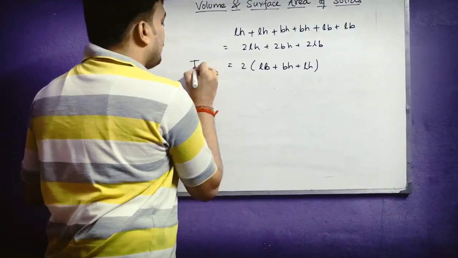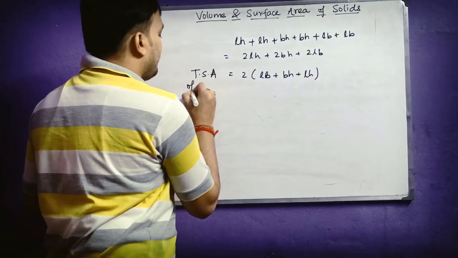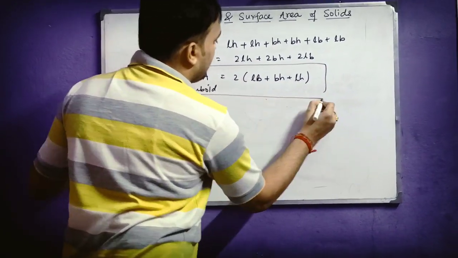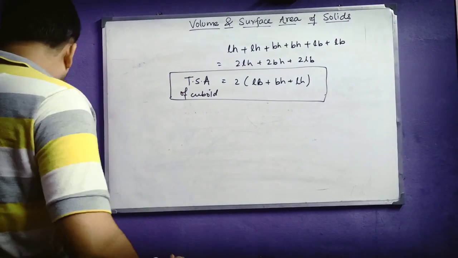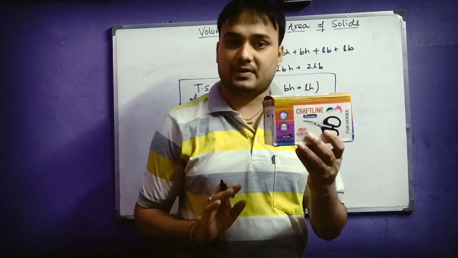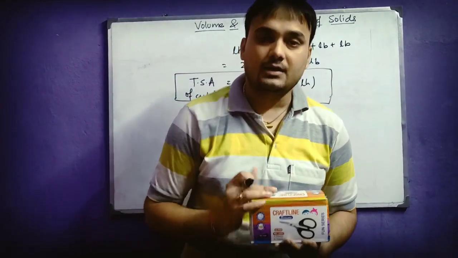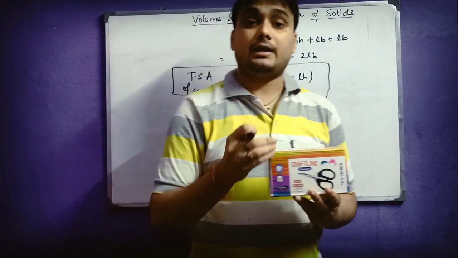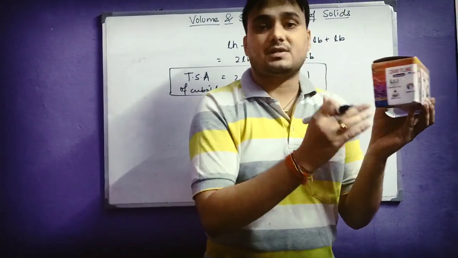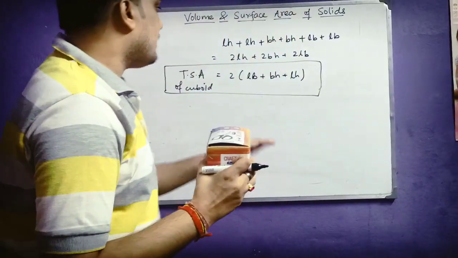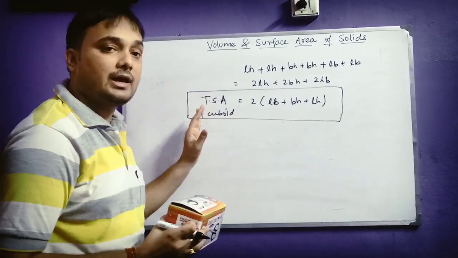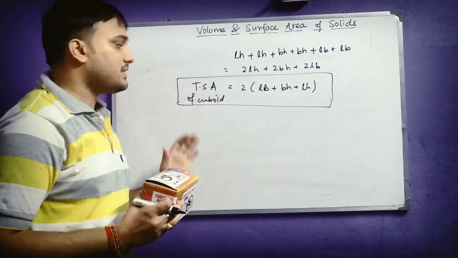This is the total surface area of the cuboid, because the cuboid contains total 6 faces. And you know what is surface area? Surface area is the total area of the 6 different faces of this cuboid. And we found that the total surface area of all these 6 faces is this one. So this we will call as TSA, that is total surface area of the cuboid.